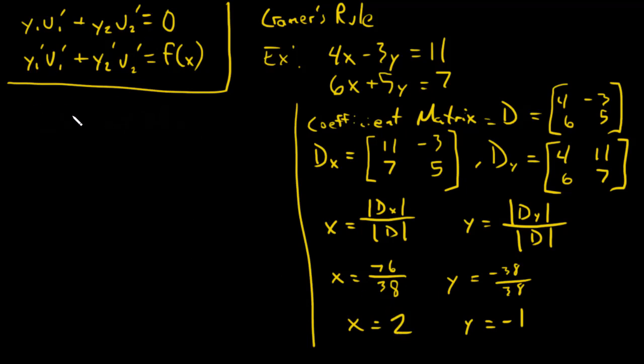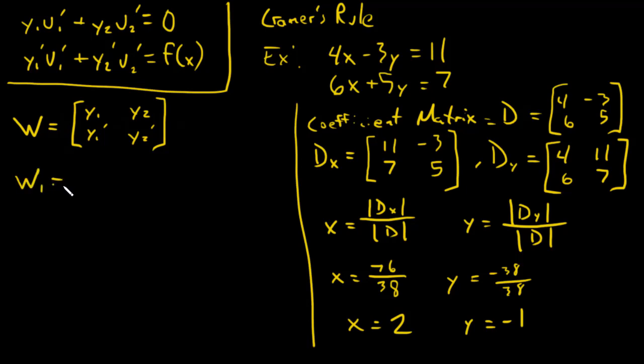We're going to do the same thing over here now. We're not going to call them D matrices, we're going to call them W's. So W is going to be the coefficient matrix. So it is going to be y1, y1 prime, and then y2, y2 prime. Why do we call it W? Because that's the Wronskian. That's why.